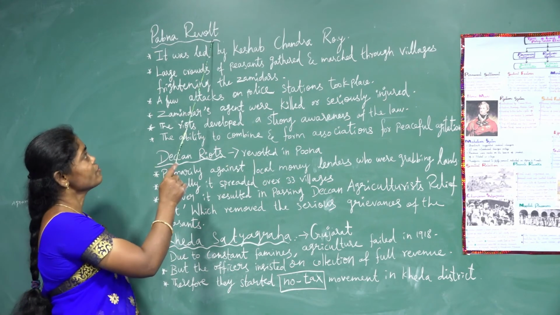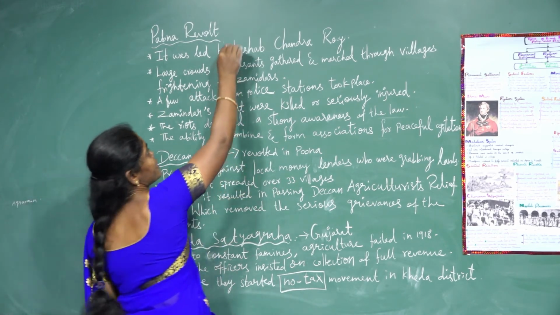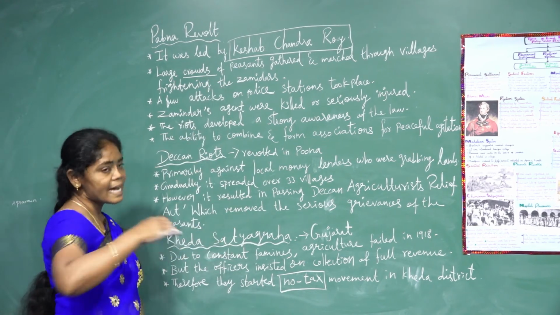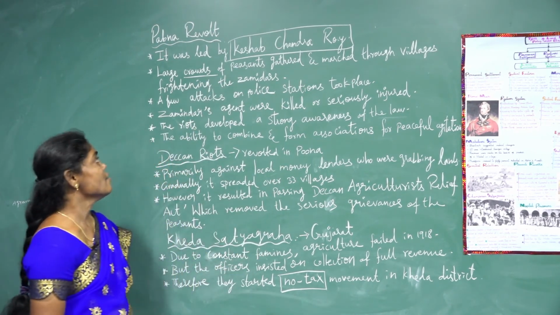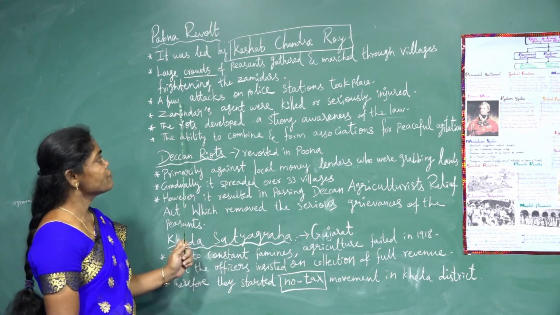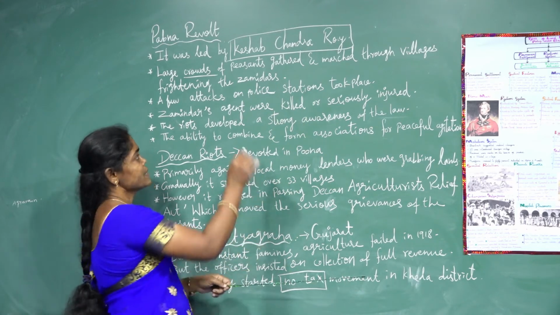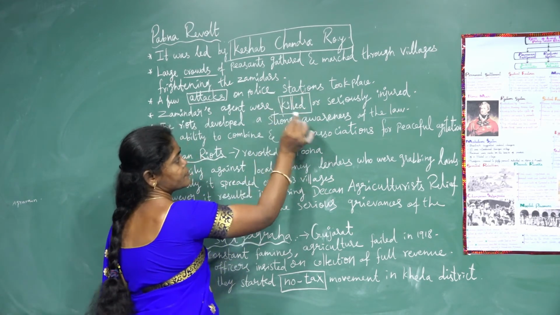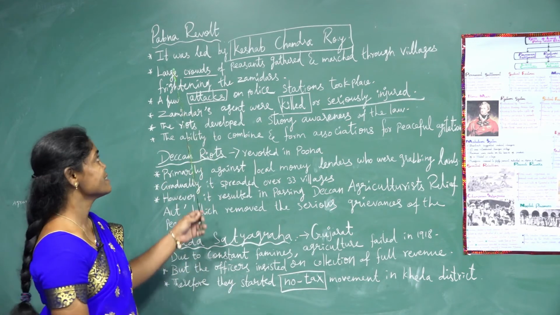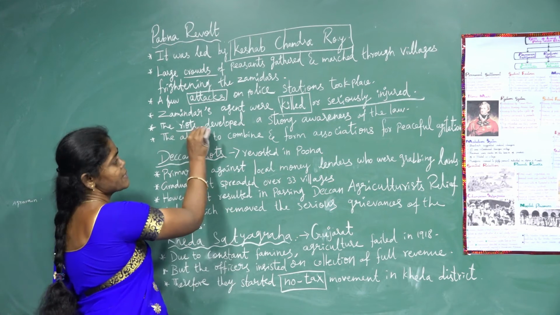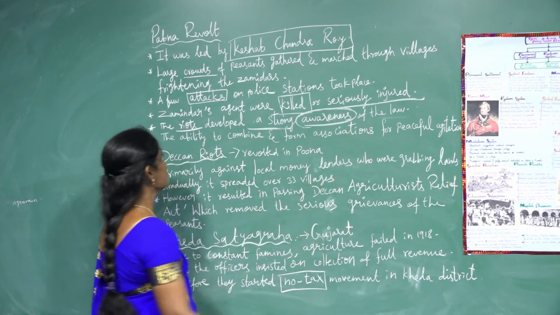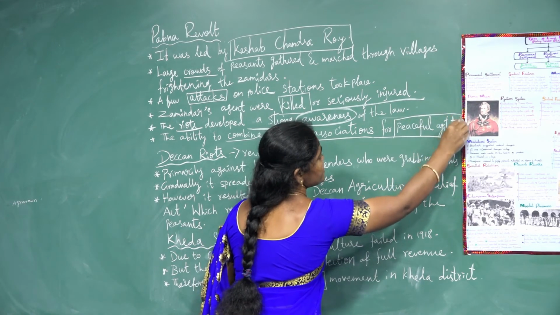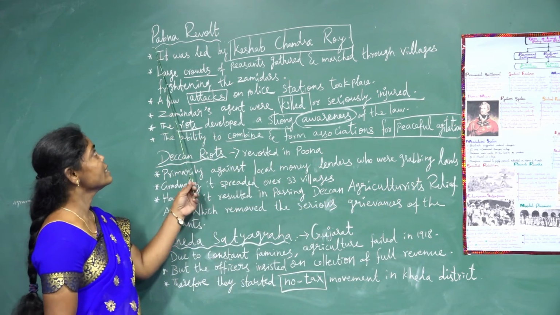Now we will see the Pabna revolt. Actually it was led by K.V.ELAVARASI. Large crowds of peasants gathered and marched through the villages, frightening the zamindars. A few attacks on police stations took place. Zamindars' agents were killed and seriously injured due to this revolt. The riots developed a strong awareness of the law, and the ability to combine and form associations for peaceful agitation. So that's all about the Pabna revolt.